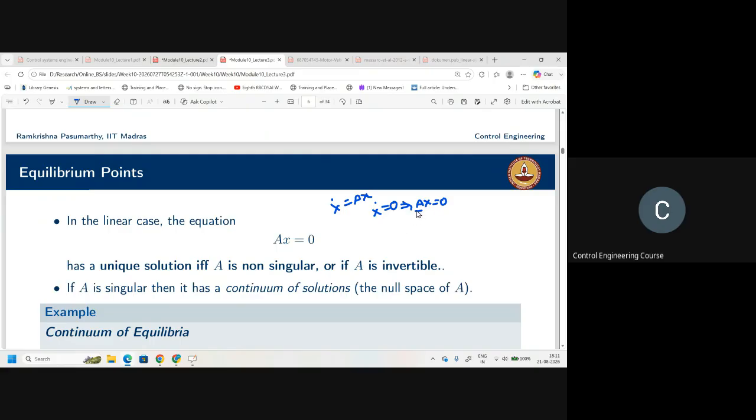Or if A is not full rank, let's say for example 0, 0 like this, then x1, x2. That means x2 equal to 0, and for any value of x1, this is equal to 0. That means you will have points a comma 0. So whatever the value of a, if x2 equal to 0, then all these points are equilibrium points. That means it is a continuum of equilibrium points.